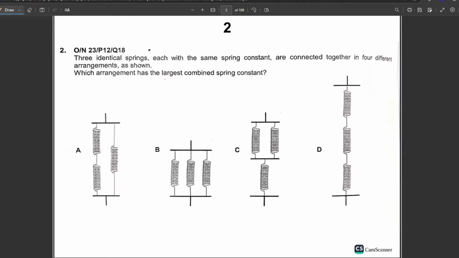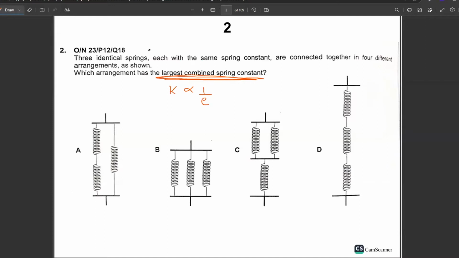Which arrangement has the largest combined spring constant? Here I have to discuss one thing with you guys. The spring constant is always inversely proportional to extension. So, which of these combinations will give the smallest extensions?